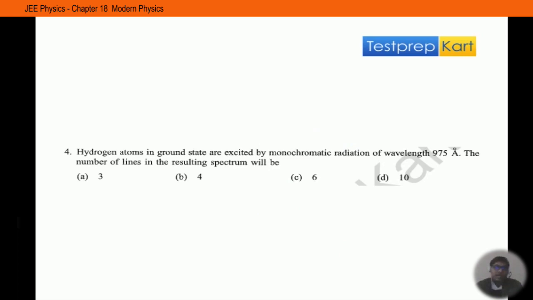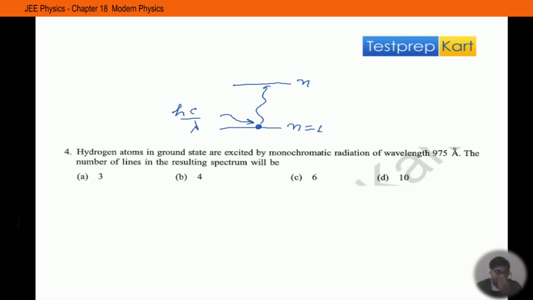Next question is, a hydrogen atom in ground state is excited by a monochromatic radiation of 975 angstrom. Then the number of lines in the resulting spectrum? So it means there is an electron in the ground state. It means n equals 1. It absorbs a photon having energy hc over lambda, and lambda is given here. So this electron transition will go to some higher state. Let's take it as n. So we can calculate this n by using the concept.